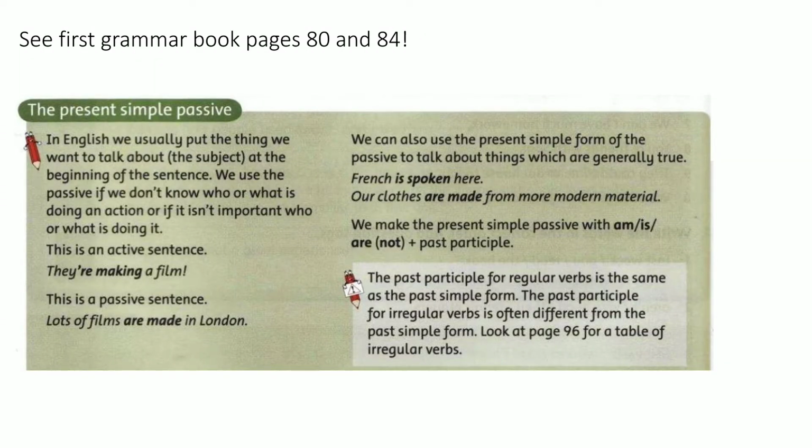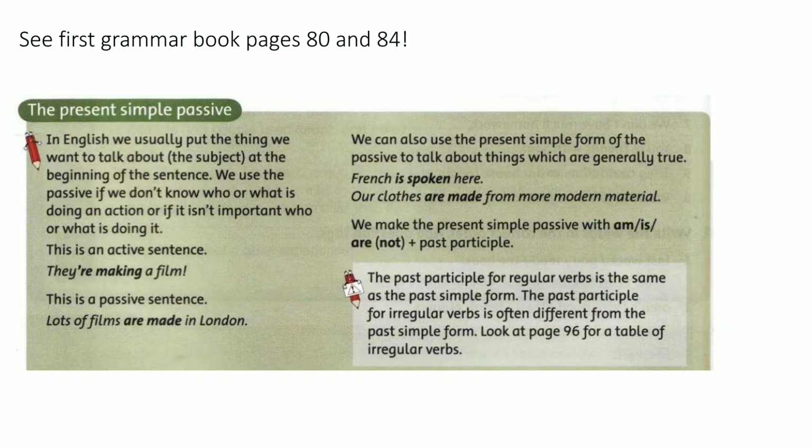See the grammar book, pages 80 and 84. We review present simple passive. Let's see. In English, we usually put the thing we want to talk about, the subject, at the beginning of the sentence. We use the passive if we don't know who or what is doing an action, or if it isn't important who or what is doing it.